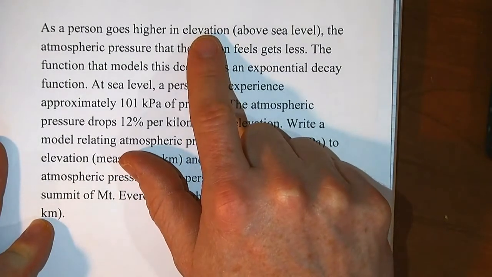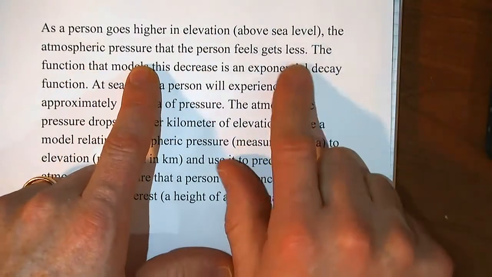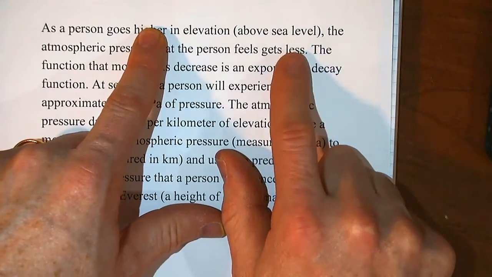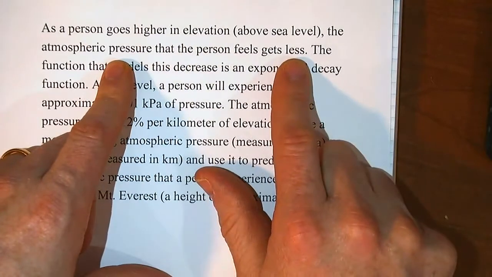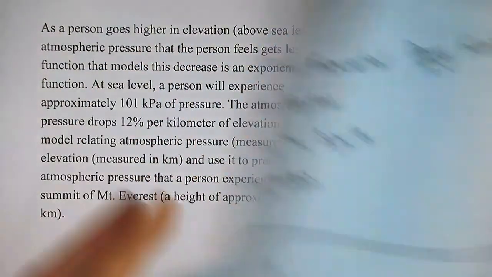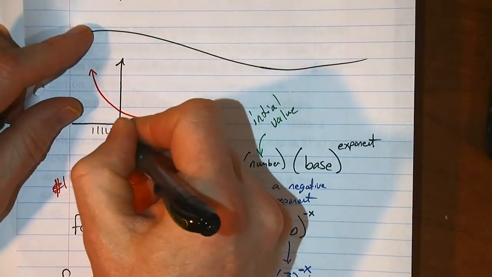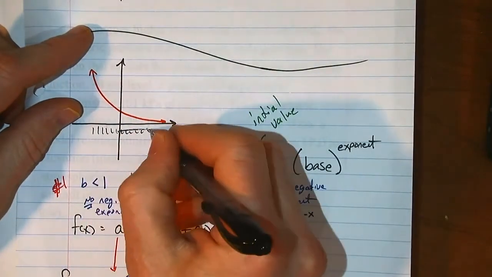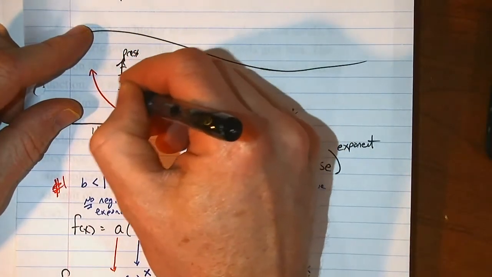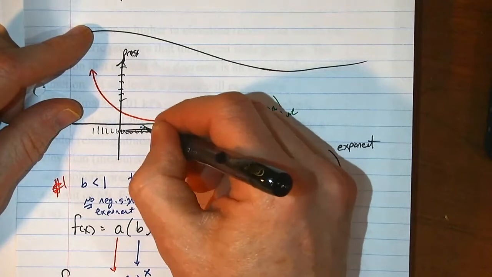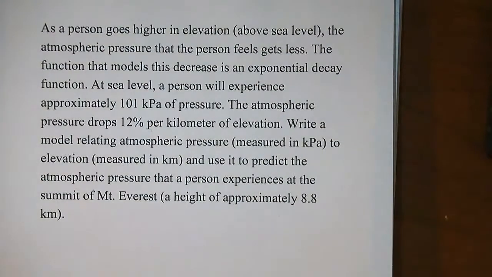Now, the higher you go, the less atmospheric pressure you feel. So notice how this is getting bigger, but this is getting smaller. So that's a decay situation. As I go up, the pressure is going down. If we think about this graph right here, I could say that on this graph right here, my elevation, my altitude, how high I am above sea level, that's what's going up. And then my pressure, how much I feel as I go up, my pressure is going down. Okay, so that's the kind of scenario that we're dealing with right here.